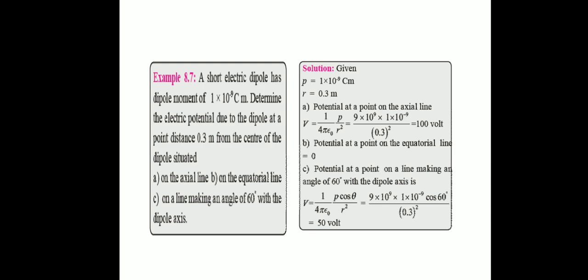Now let us calculate the value of the potential at that point on the axial line. Whenever we consider the axial line, one has to consider theta equal to 0 degrees, cos 0 is 1. So we have the formula V is equal to 1 upon 4 pi epsilon 0 P divided by R square. Now put the value of 1 upon 4 pi epsilon 0 as 9 into 10 raised to 9, the value of P is 10 raised to minus 9, and the value of R is 0.3 square. If you calculate that value, you will get the answer 100 volt.